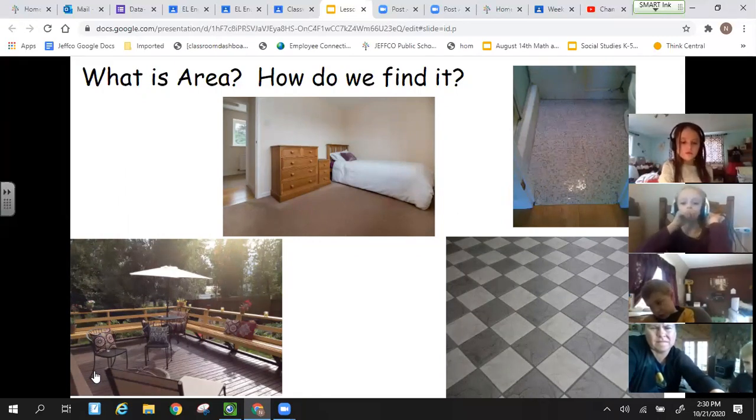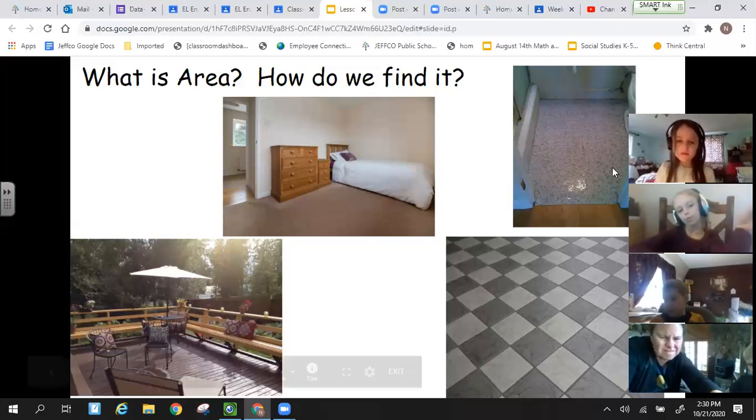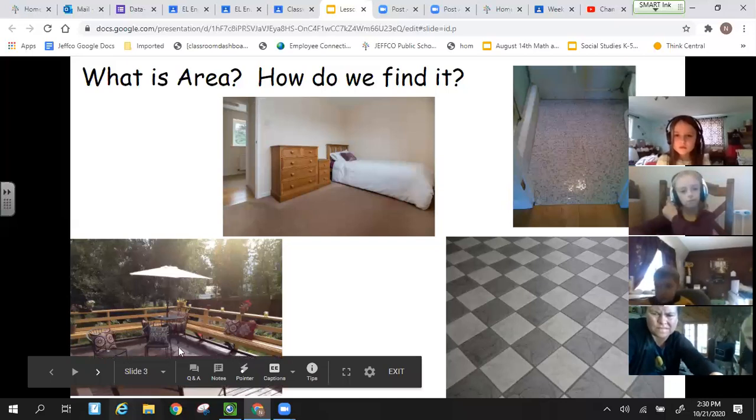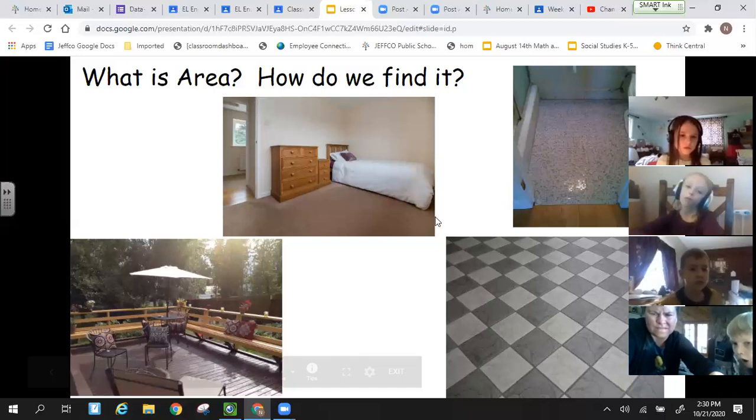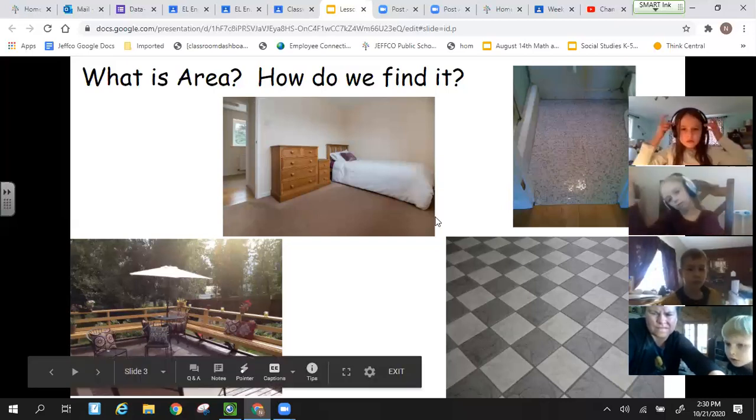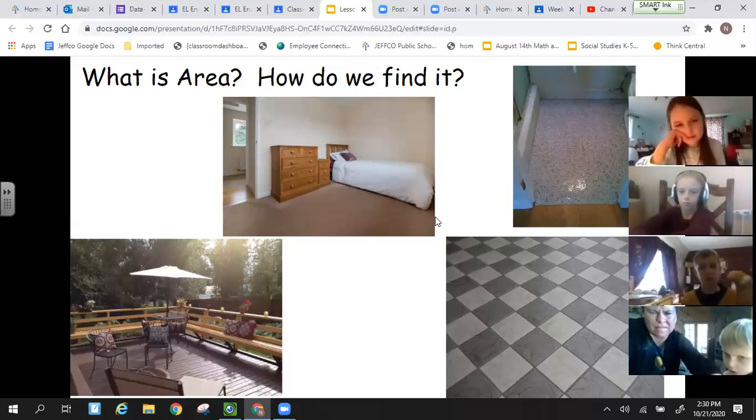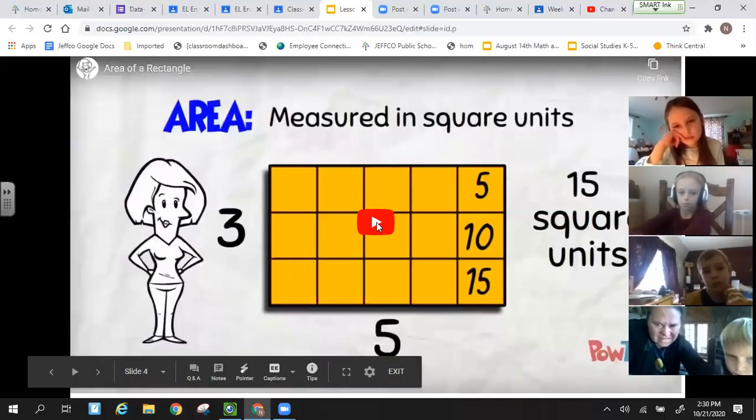And since we were going over some strategies, I thought now would be a good time. So we talked a little bit about what is area and how do we find it. I put some pictures up here of some real life situations of area. I think you need to know the area if you're going to replace the wood on your deck, which I would love to do, if you're going to carpet a bedroom, tile a bathroom or a kitchen. That is when you need the skill of finding area. Okay, so let's continue. We're going to watch this real quick to remind us.